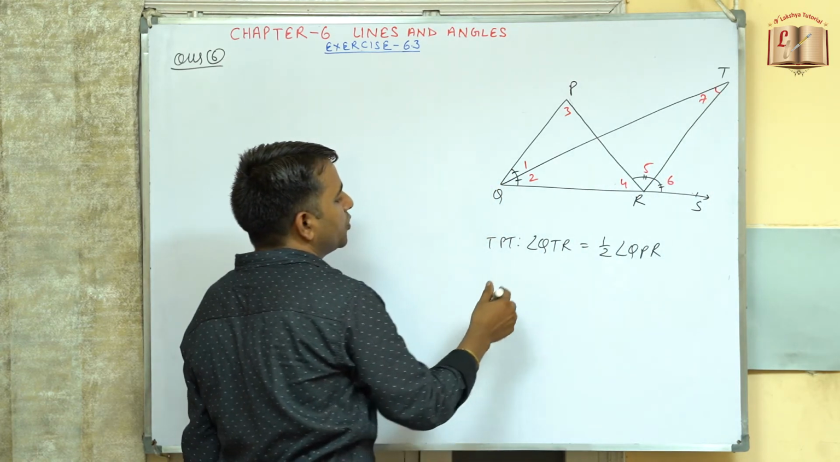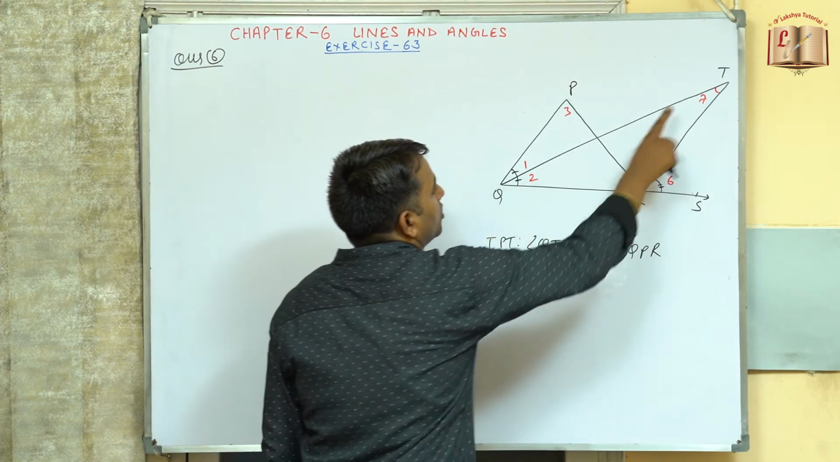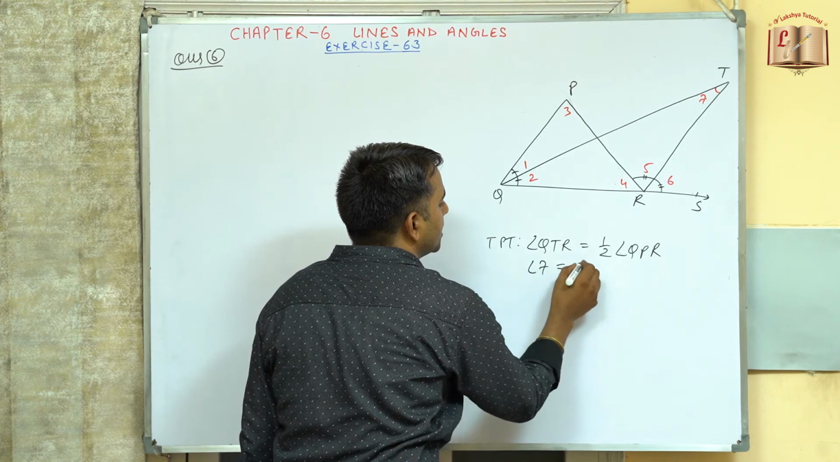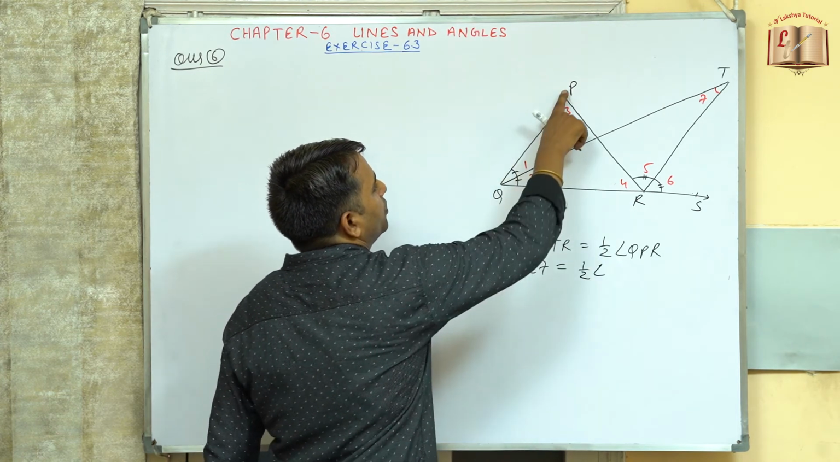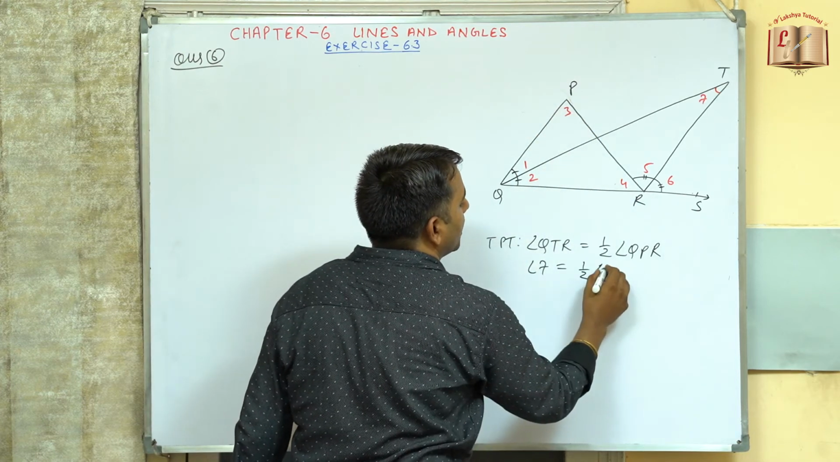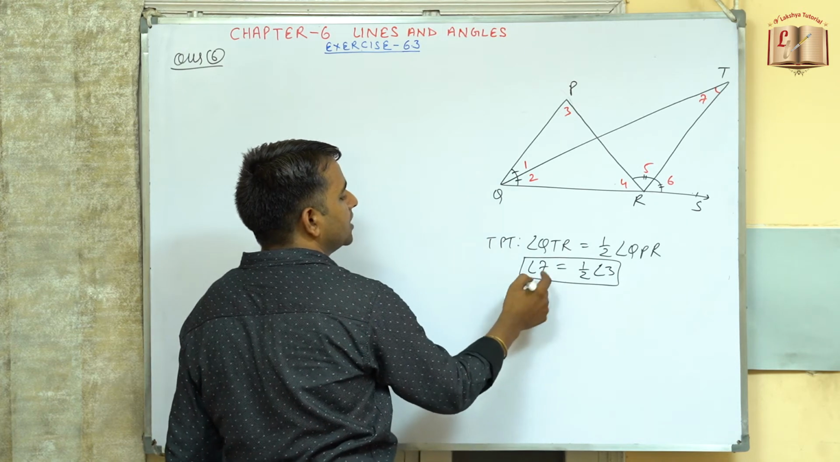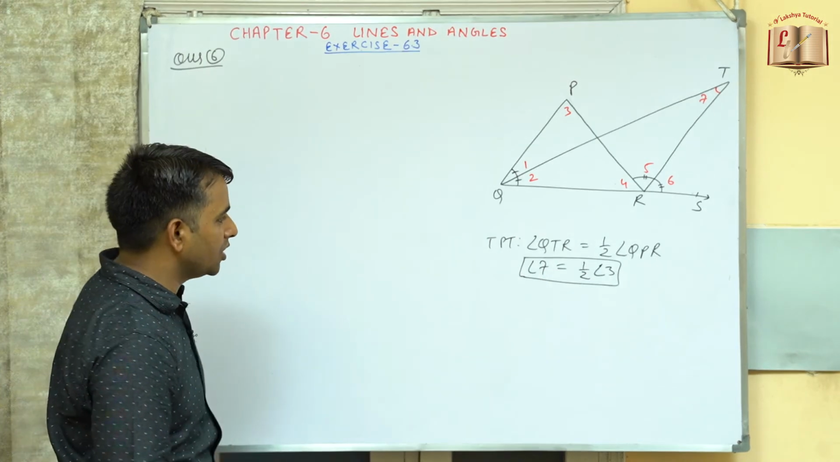Now here we need to prove that angle QTR, which is angle 7, is equal to half of angle QPR. QPR means angle 3. So we need to prove in terms of the angles that angle 7 is equal to half of angle 3.